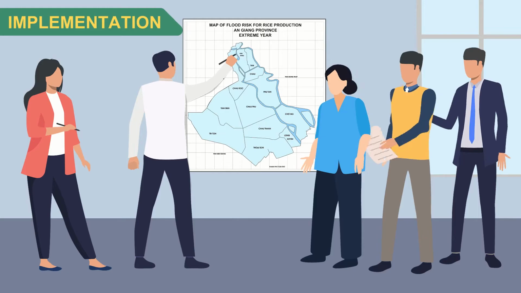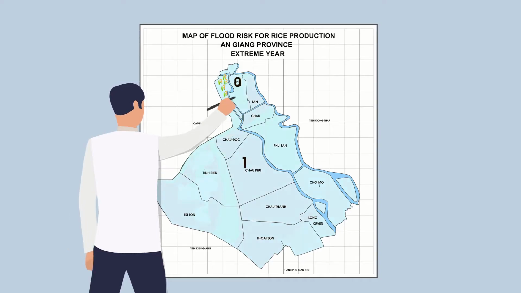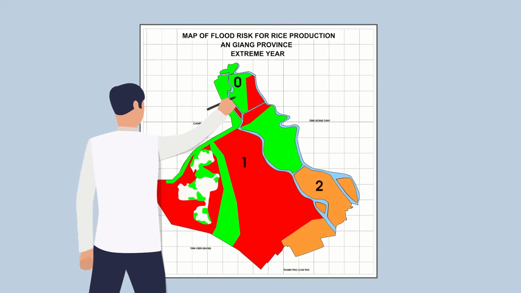Before starting discussion to define the scope of climate risks, the participants should take time to get familiar with the base map and link with reality.